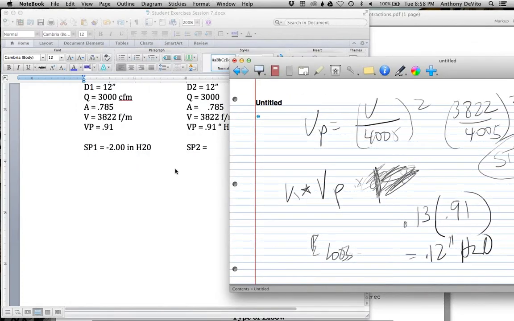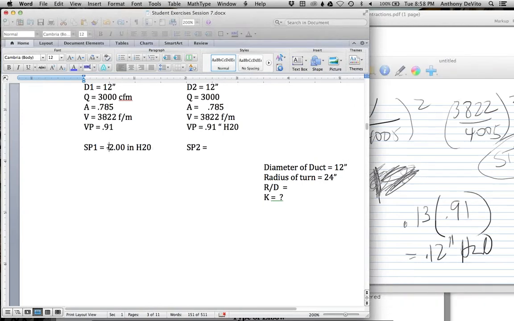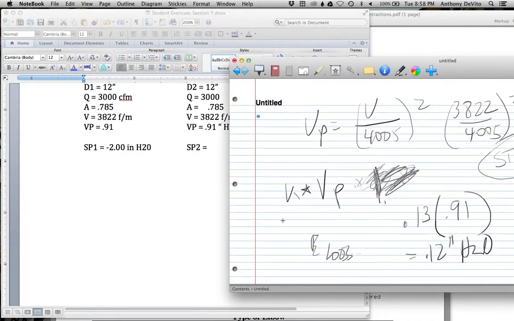Okay, so let's see what we have here. The static pressure was minus 2 inches. The static pressure now is going to be minus 2 inches less the 0.12. I'm actually going to add the 0.12 because we're losing static pressure, right? So it's negative 2.0, and we're going to lose 0.12 of an inch of static pressure. So I'm going to add that 0.12. And now our new static pressure is going to be 1.